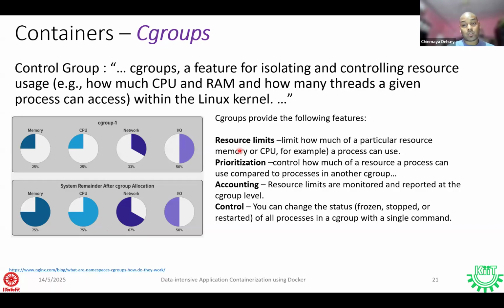C group is also accountable. That means it should monitor and report which process is using which resource and how much. It should also control the status, for example, whether the memory should be frozen for one container. Basically, those kinds of control are enforced by this C group.